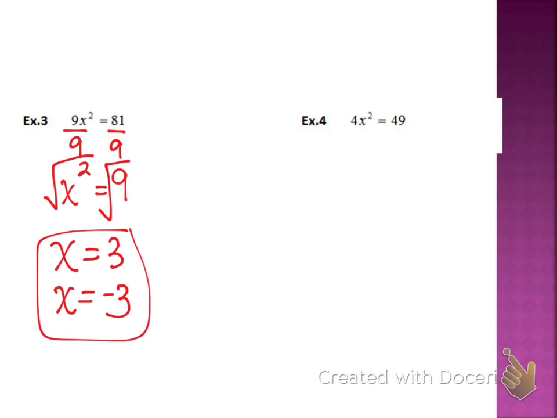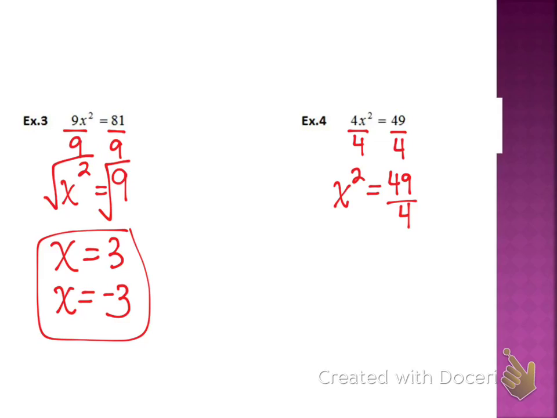All right, on number 4, what do you think we need to do first? Divide by 4. Does 49 divide nicely by 4? No. So I want you to leave it as a fraction. 49/4. Leave it alone. What's nice about both 49 and 4? What kind of numbers are they? Perfect square numbers. 49 and 4 are both perfect square numbers.